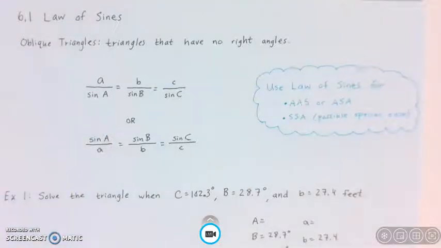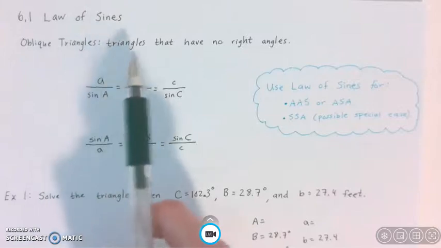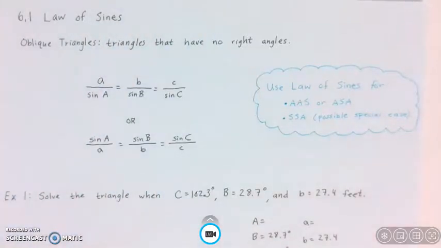Today we're going to be taking a look at law of sines, which is really just a formula. Now the law of sines, and later on law of cosines in the next section, is used to solve oblique triangles. An oblique triangle is a triangle that doesn't have any right angles. When we do have right angles, we can use things like SOHCAHTOA and the Pythagorean theorem, because those are used only for right triangles.